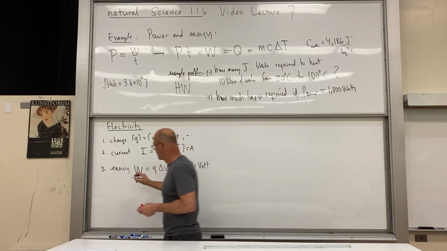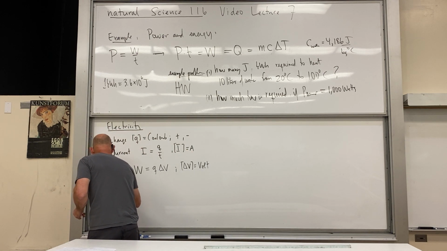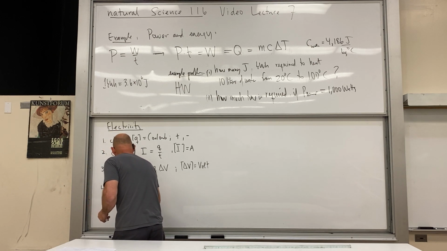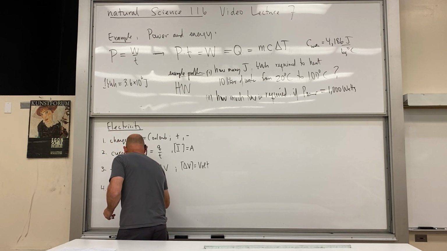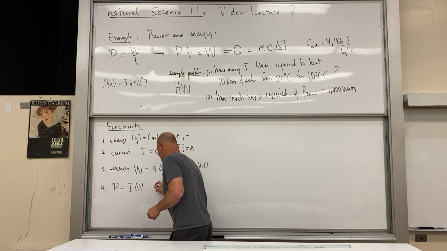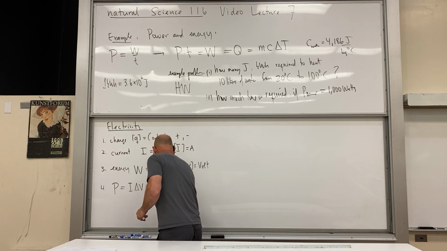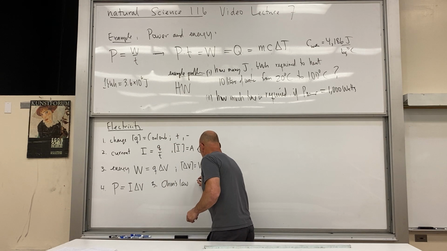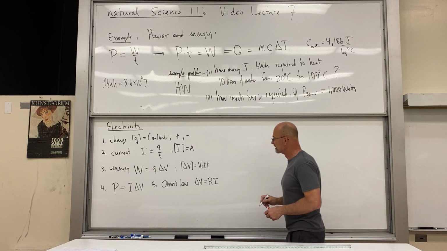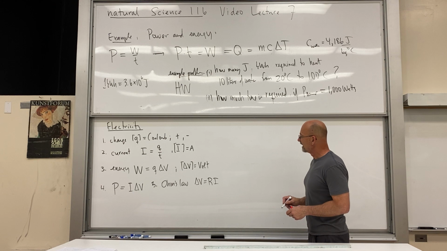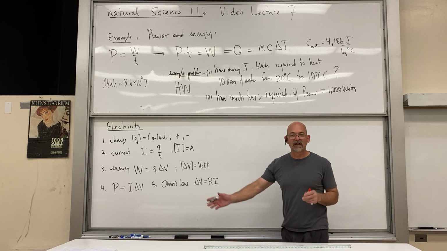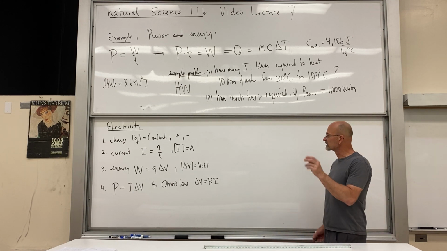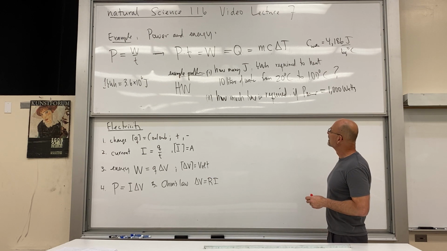And with those ingredients, we have power equals I delta V. We have Ohm's law: delta V equals R times I. Okay. And then everything else we do using the mechanics concepts that we've already learned: power, work, time, and so forth.